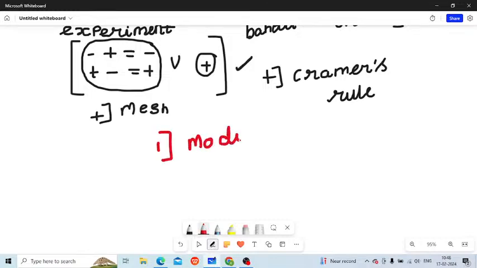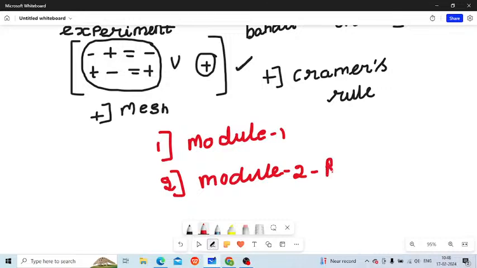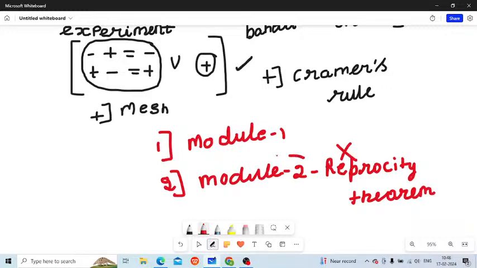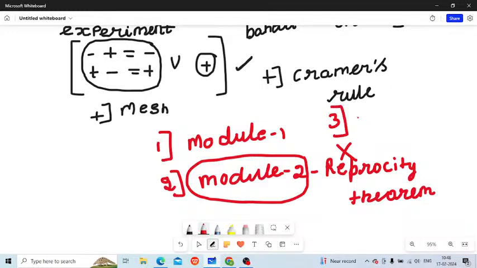100% sure you can refer to the network analysis paper for module 1. And for module 2 you can refer to the network analysis paper, but you don't have the reciprocity theorem, right? Remember the reciprocity theorem, I'll show you what it is. So the reciprocity theorem will not be there, excluding that. Excluding this you have to see all the things, that is Thevenin's and Norton's, superposition, Millman's and maximum power transfer. Fine. Now you can refer to it for module number 3.